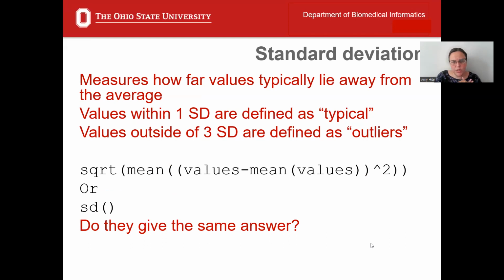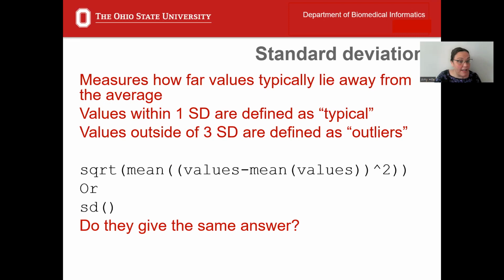And then just one more statistic that R can calculate for us is the standard deviation. This can tell us our values, are they far away from the average, or are they sort of typical, spanning around the average? So we can use a standard deviation to maybe classify outliers. If they're more than 3 standard deviations away, those could be outliers.